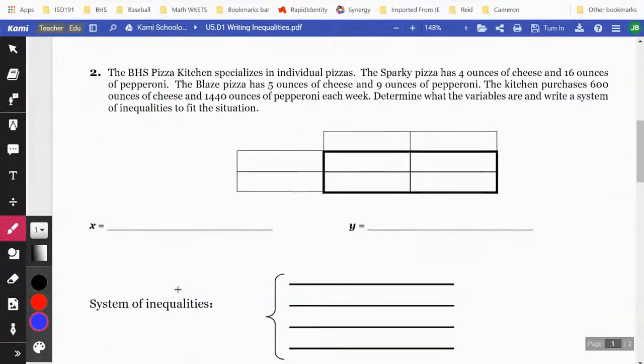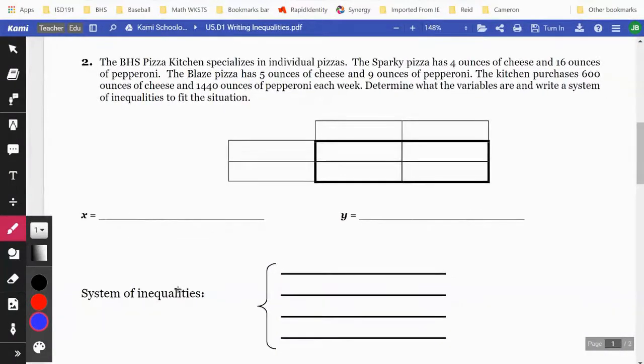All right, with number 2, we have the BHS Pizza Kitchen, specializing in individual pizzas. The Sparky Pizza has 4 ounces of cheese and 16 ounces of pepperoni. The Blaze Pizza has 5 ounces of cheese and 9 ounces of pepperoni. The kitchen purchases 600 ounces of cheese and 1,440 ounces of pepperoni each week. Determine what the variables are and write a system of inequalities to fit the situation.